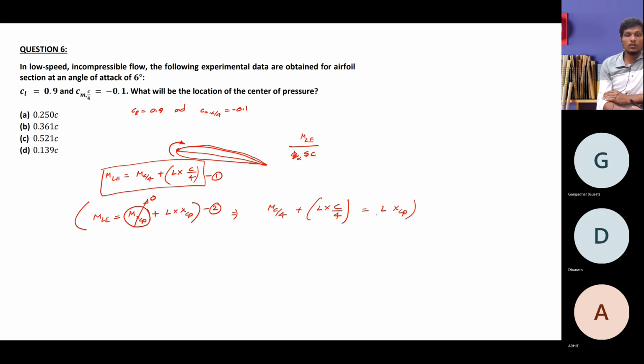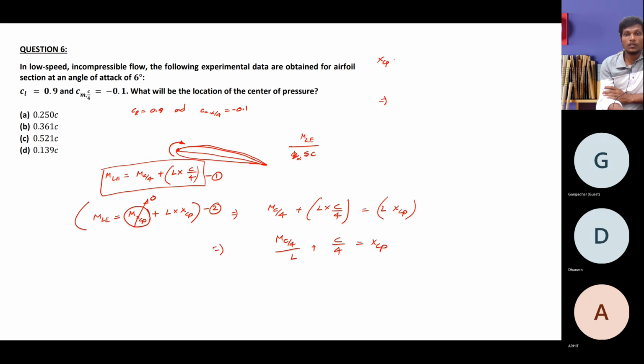It is a dimensional one. Let's remember that all the time. And then if I divide it by lift on both sides, I will get XCP is C by 4 plus MC by 4 by L. Okay, MC by 4 by L. This is what we have.